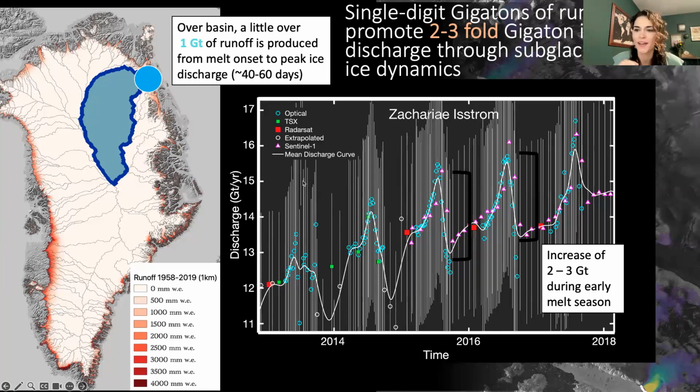And again, going back to these gigaton numbers, I want to just pound it into the ground through this talk today. I mentioned how much runoff is within a basin, about 1 gigaton of runoff produced over that entire basin. But that 1 gigaton of runoff promotes an accelerated flow, an accelerated draining of that glacier, and it actually increases by 2 to 3 gigatons. 2 to 3 gigatons of actual ice volume being drained because of this 1 gigaton of runoff input. So an interesting way to think about it.